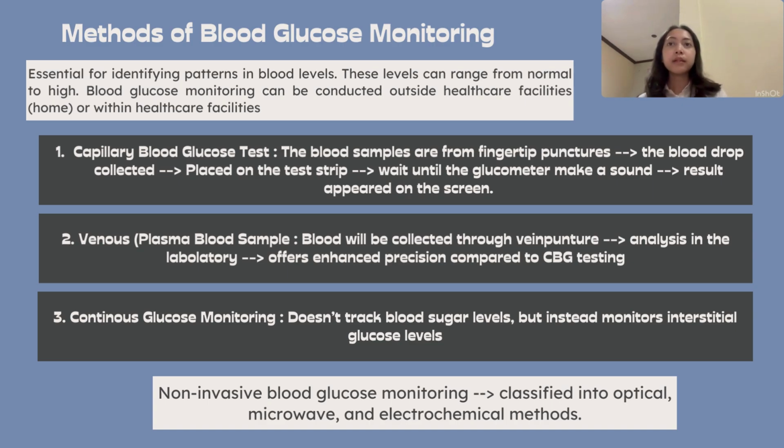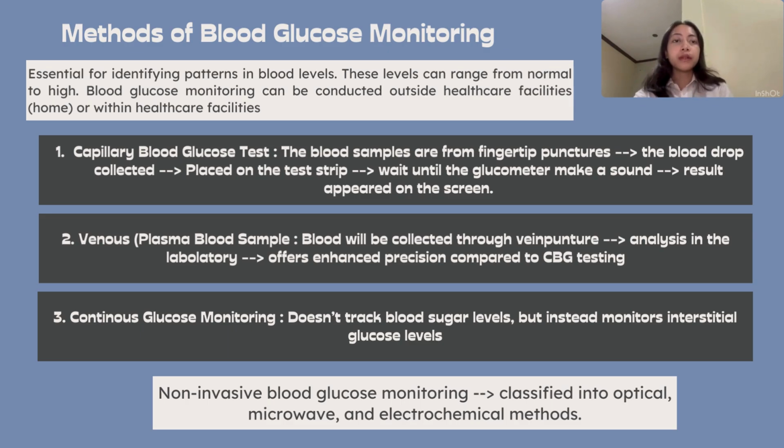I will explain the method of blood glucose monitoring. Blood glucose monitoring is essential for identifying patterns in blood glucose levels influenced by factors such as diet, medication, exercise, and health conditions like diabetes mellitus. This level can range from normal to high. Regular blood glucose monitoring is crucial, particularly for individuals with existing blood glucose disorders. Blood glucose monitoring can be conducted outside healthcare facilities or within healthcare facilities.